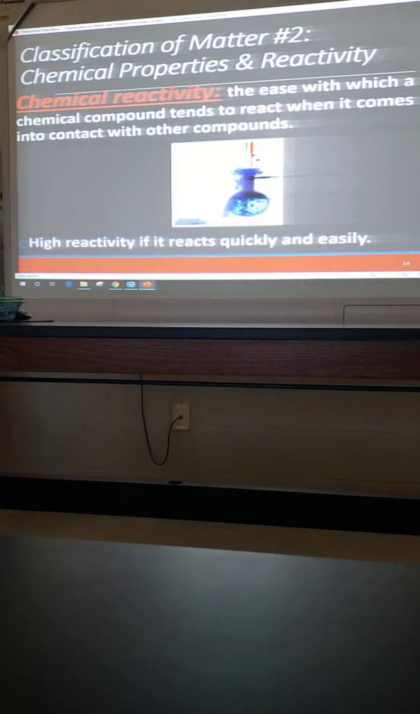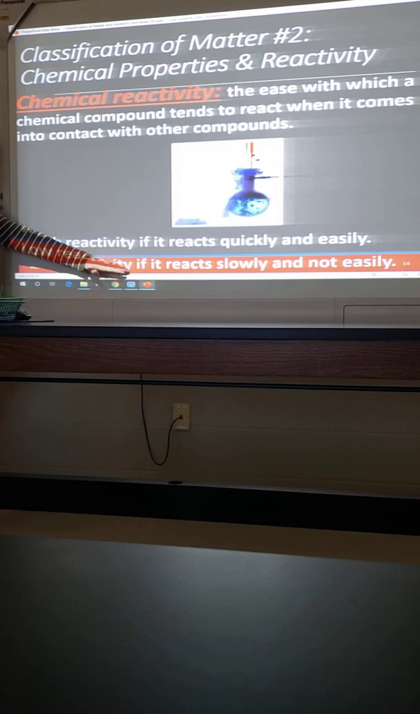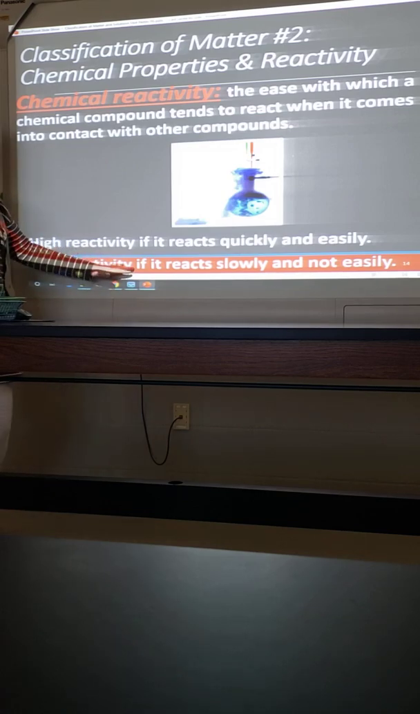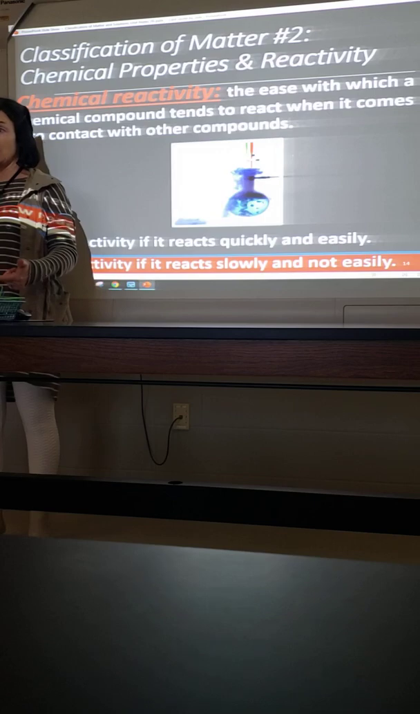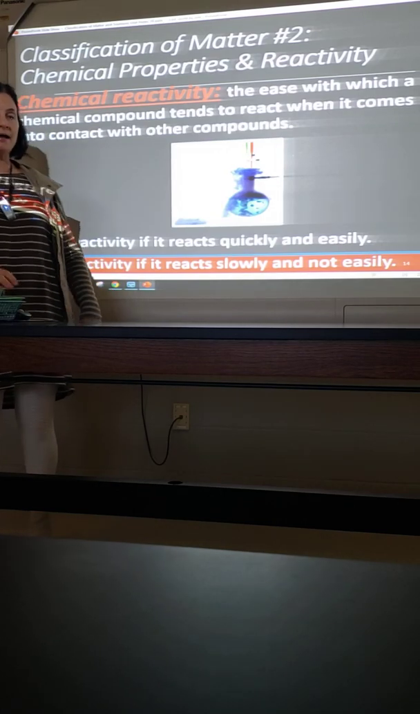So when you have something that has high reactivity, that means it's going to react quickly and easily. And then obviously the reverse would be true. Low reactivity means it's going to react slowly and not very easily. So, like our noble gases that just sit there on their donkeys would most definitely fit into low reactivity. And then high reactivity would be like our alkali, our alkaline, and our halogens.